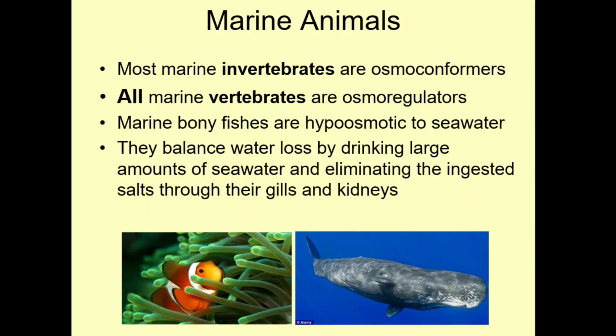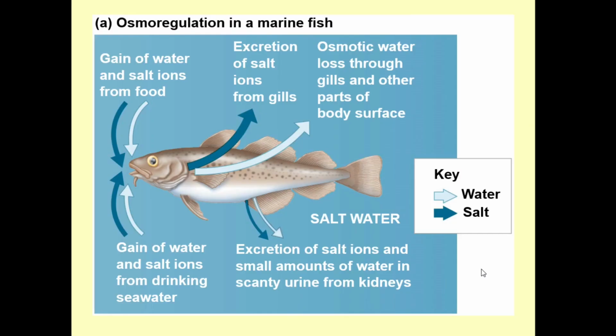And then here we can see a sperm whale, and we see that with marine mammals, they have highly adapted kidneys that enable them to filter out these salts and excrete them in their urine. And here we can see a diagram that shows those processes within a marine fish. So we can look at the key here, and we can see the dark blue arrow is for salts and the light blue arrow is for water.